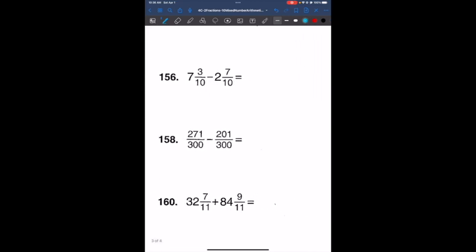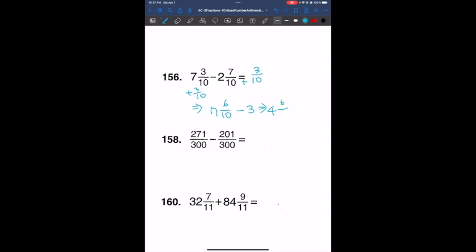For the next question, to get to 3 from 2 and 7/10, we need to add 3/10, and so we're going to add it to both sides. And so that is eventually going to bring 7 and 6/10 minus 3, and so that would give us 4 and 6/10.